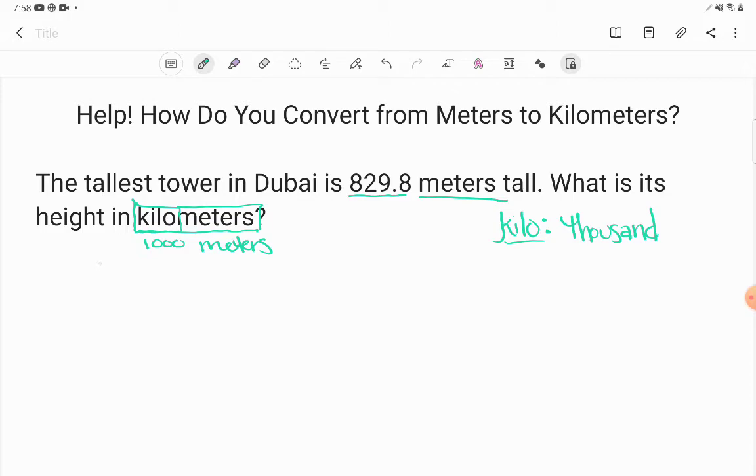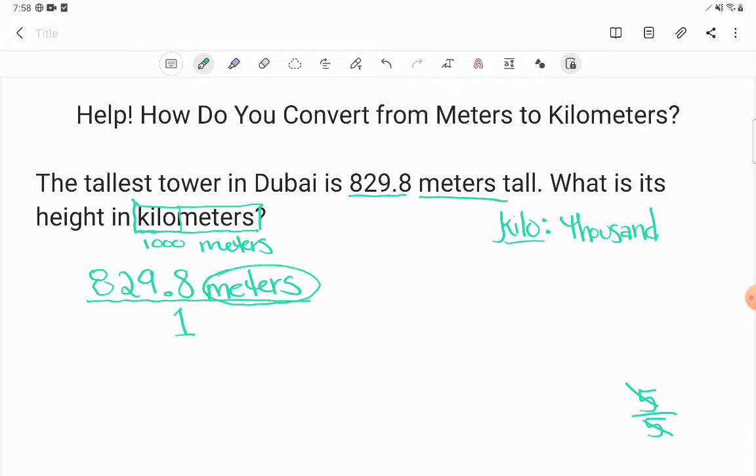So here's how that method works when you're doing a conversion. You start with whatever number you've been given. In this case, I've been given 829.8 meters, and I'm going to write out the unit. It's important to write out the unit, okay? And what we're going to use is fraction multiplication, because when you multiply with fractions, when you have the same thing top and bottom, it cancels. So we're used to that with numbers. Like, for example, if I had a 5 on the top and the bottom of a fraction, it would cancel. But it also works with units.